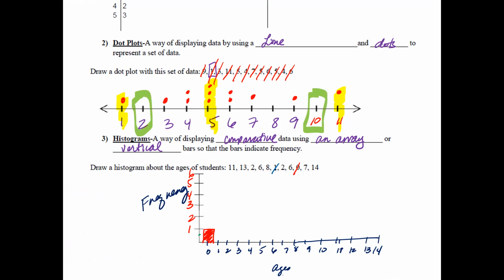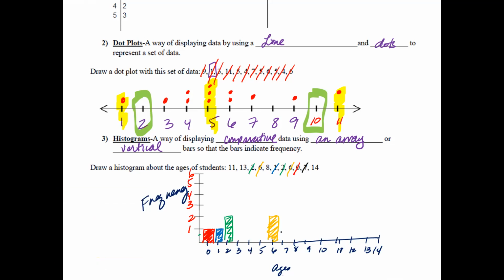How many students are at 1? There is 1. How many students are at 2? There are 2. How many students are 3? None. How many are 4 years of age? None. 5 years of age? None. 6 years of age? 1, 2.